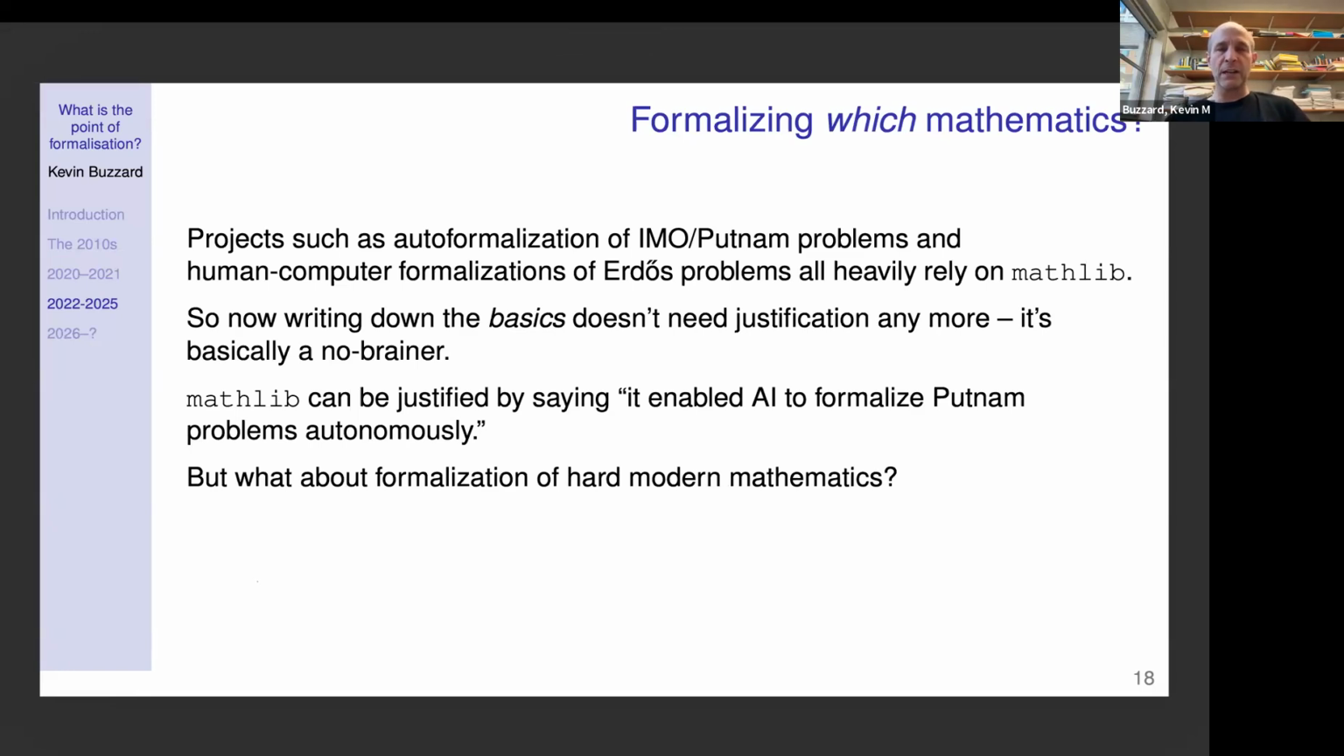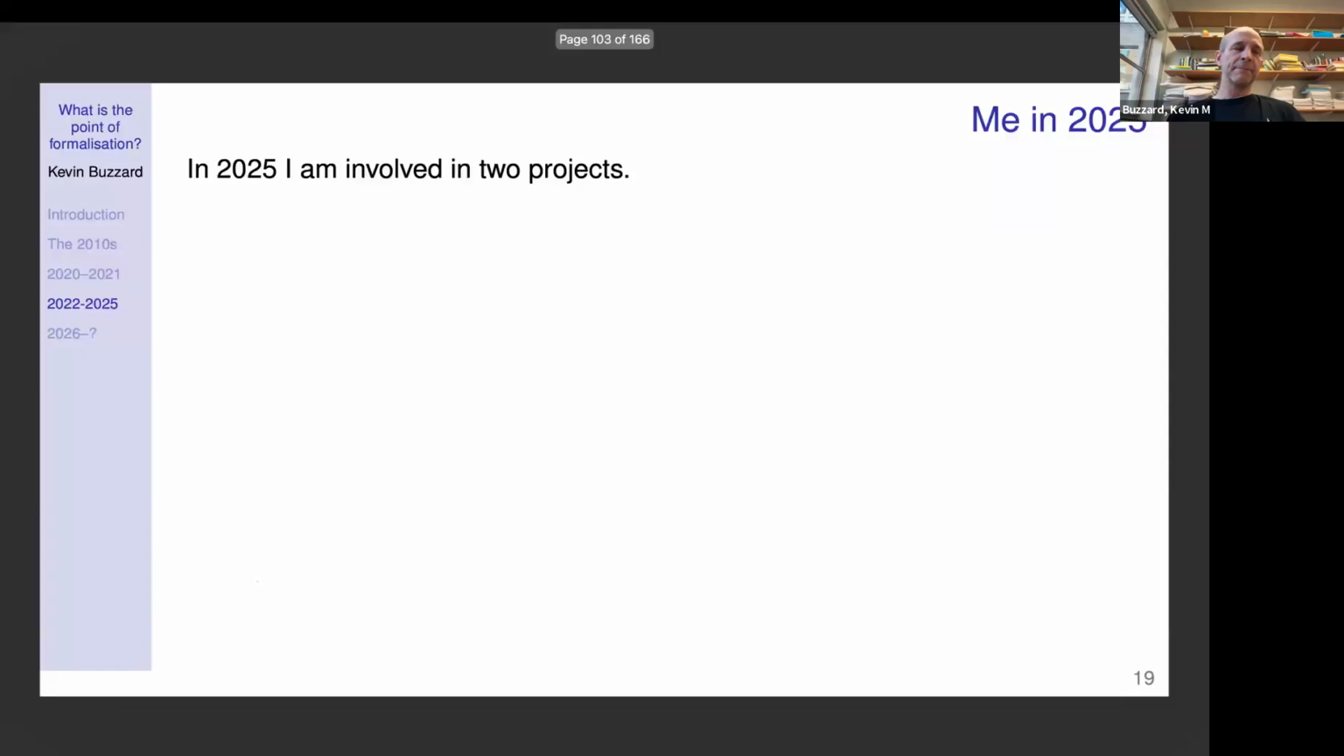What about formalizing hard modern mathematics, which was a dream for me in 2017? But actually, I'm involved in two projects to do with formalizing hard modern mathematics. You see, you don't need that to solve Putnam problems, right? So let me just say briefly these two projects I'm involved with.